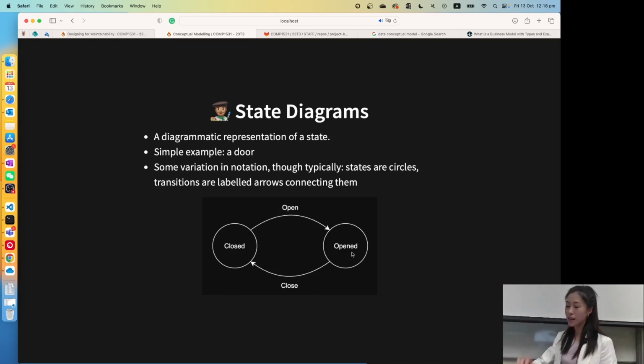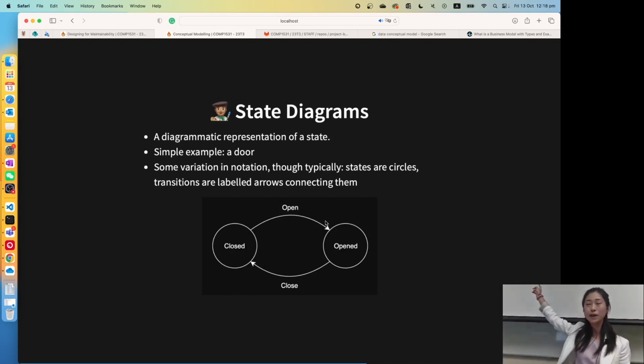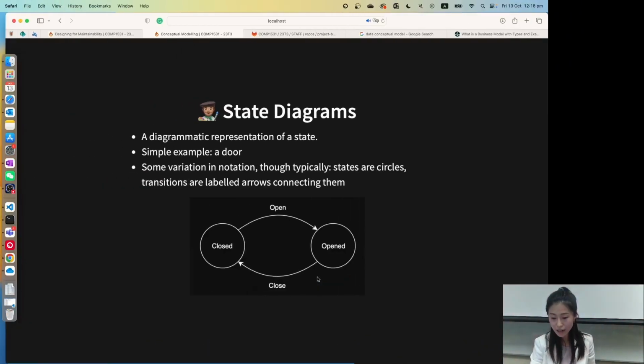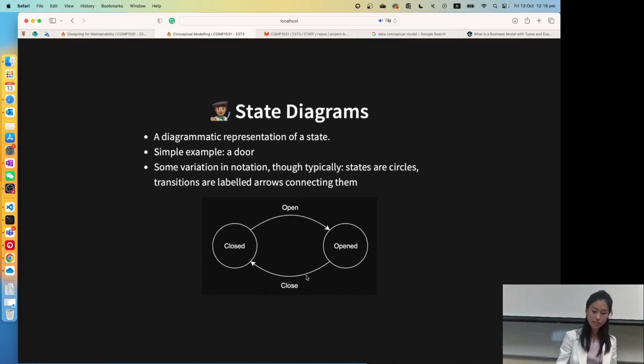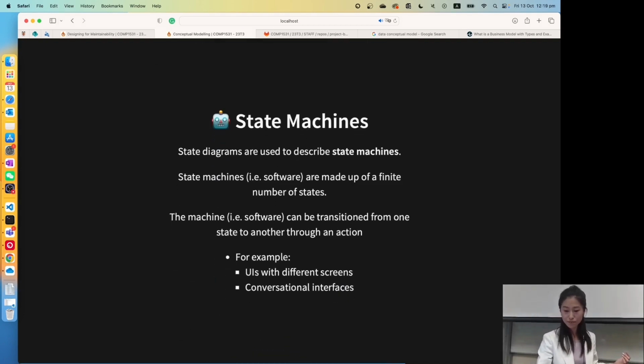And we also have those arrows, like this arrow here on the top and another arrow down here. So these are the transitions. And we also have open and close here. So these are the events that trigger the transition from one state to another state. So there are three key components of a state diagram: states, closed and opened, transitions, the arrows, and also events.